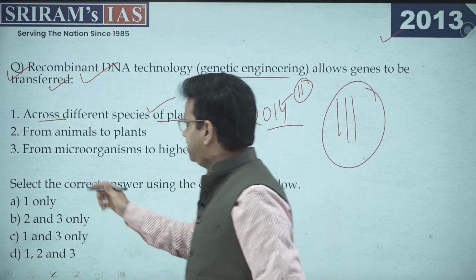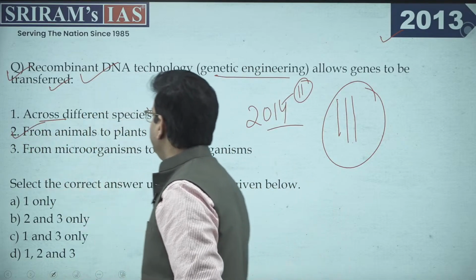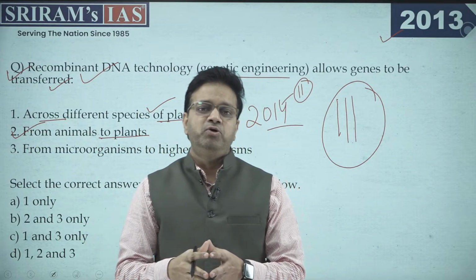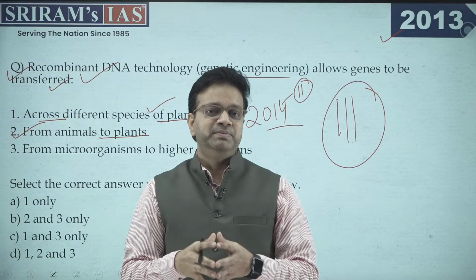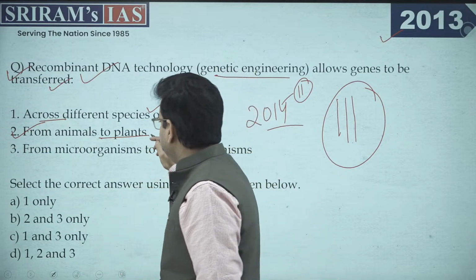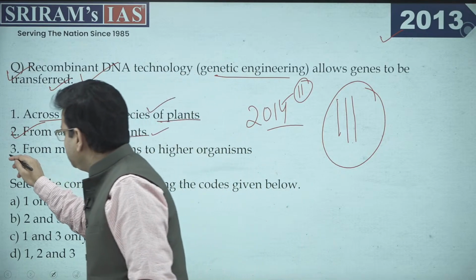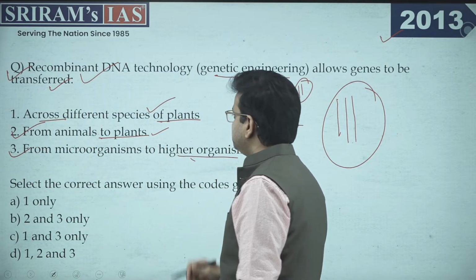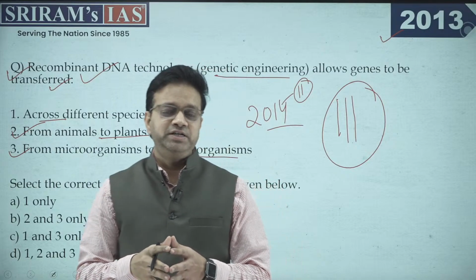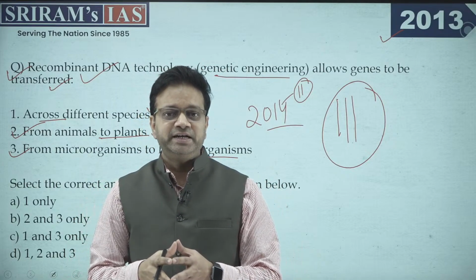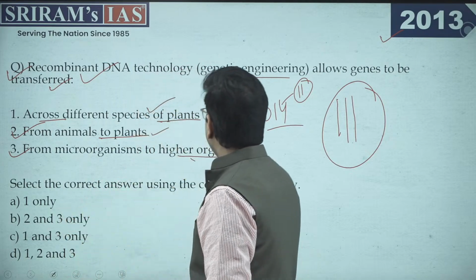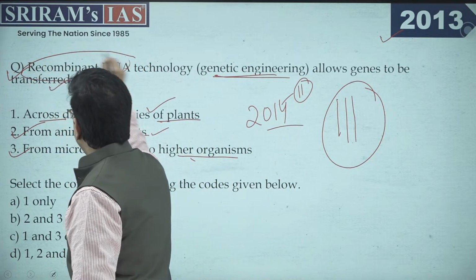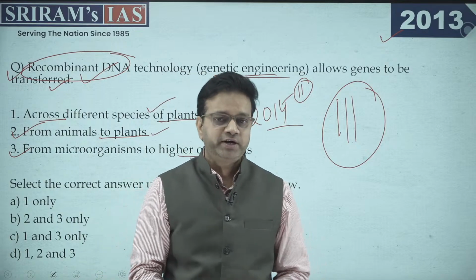of a plant. Now the second is from animal to plant. Yes, from animal to plant can be done depending upon the requirement of the experiment that is taking place. So statement 2 is also correct. Then we have statement 3, from the microorganism to higher organism. Yes, this is also one of the significant features of recombinant DNA technology, or genetic engineering. So this has been an important topic, not only for the year 2014.